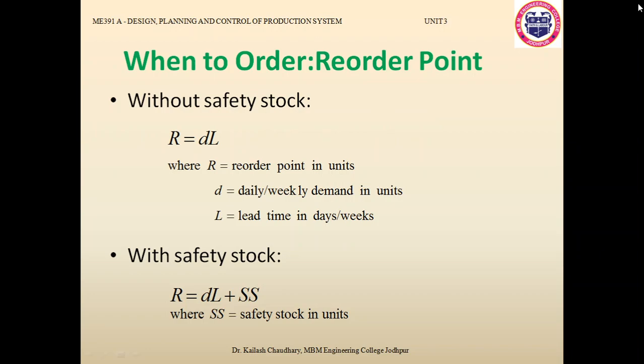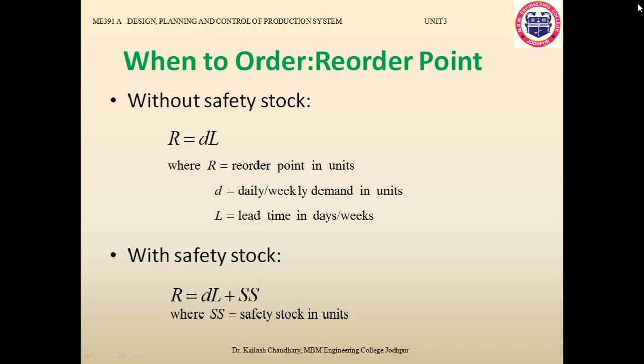Now to decide when to make the reorder is by the equation R equals dL. The reorder point in units means once you go down to a certain point, then you need to reorder. That point is R, and that is d, the daily demand in units, multiplied by the lead time in days. And if you want to keep the safety stock also, you should add that safety stock to your reorder point.